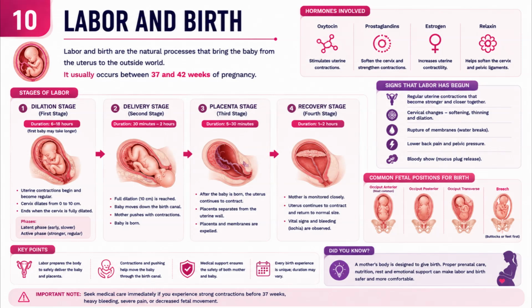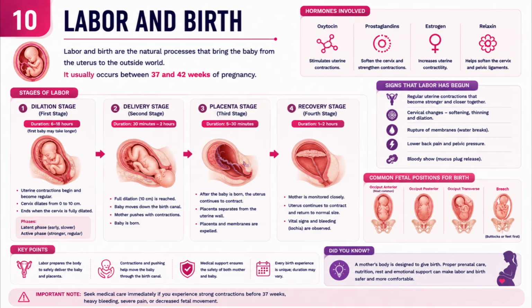Labor is generally divided into 3 main stages. The first stage is the dilation stage, during which the cervix gradually opens from 0 to 10 centimeters. Regular uterine contractions become stronger and more frequent, helping the baby move downward. The second stage is the delivery stage. Once the cervix is fully dilated, the mother begins pushing, and the baby passes through the birth canal and is born. The third stage involves the expulsion of the placenta.